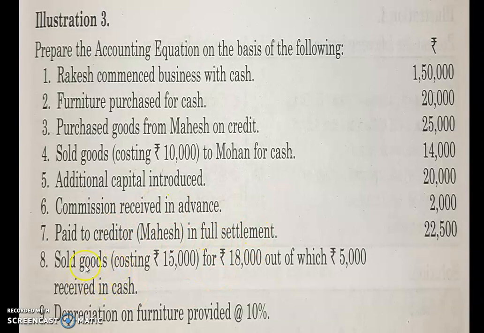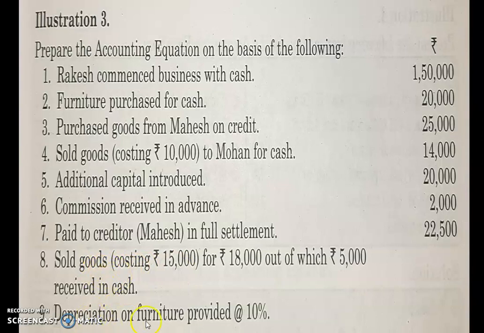That person to whom you have sold the goods has not given you cash of 13,000. He has given you 5,000, that you will show on the cash side. But 13,000 you show as a debtor. And goods costing rupees 15,000 is sold out, so that goods value will decrease.